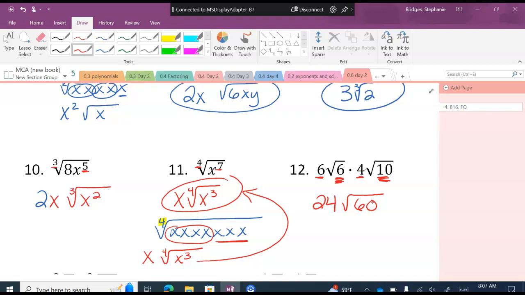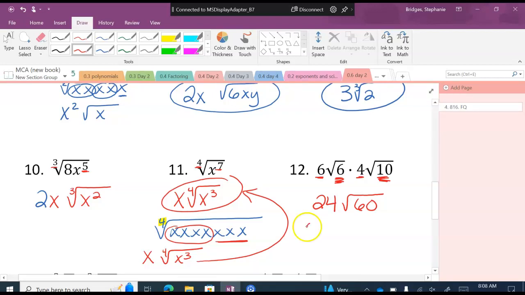Again, to get the largest one, we want to go to the number closest to 60 without going over, which is 49 on my list. Does 49 divide into 60 evenly? No. Then I go up. Does 36 divide into 60 evenly? Does 25 divide into 60 evenly? Does 16 divide into 60 evenly? Does 9? Does 4? How many times?